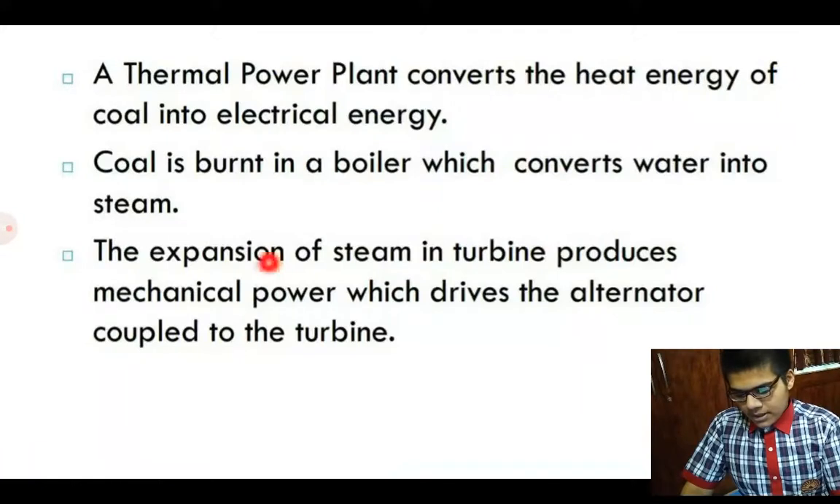The expansion of the steam in turbines produces mechanical power. Turbines are rotated with the high pressure of the steam. Then turbines are rotated at very high speed. This is known as mechanical power, which drives the alternator, which is attached to and coupled to the turbine, and the turbine produces electricity.